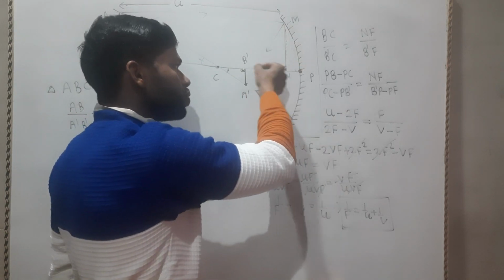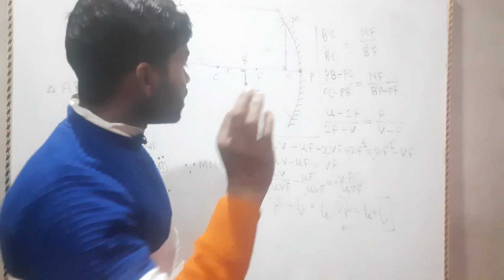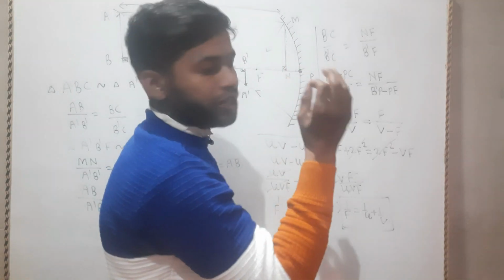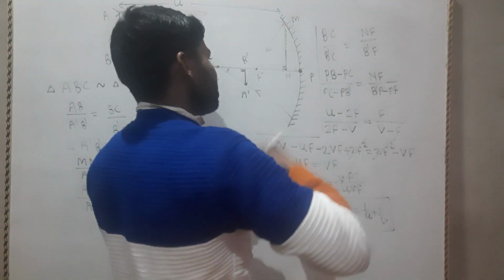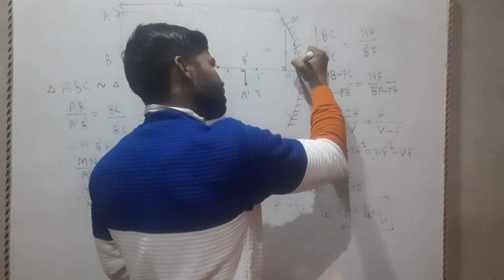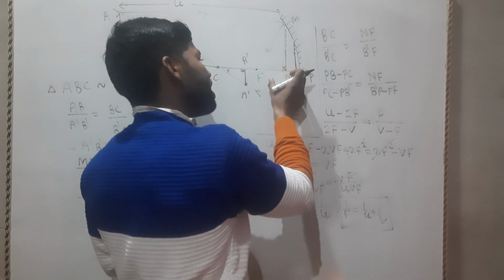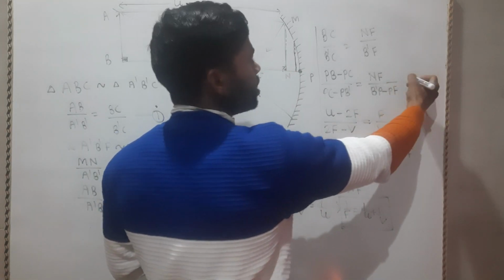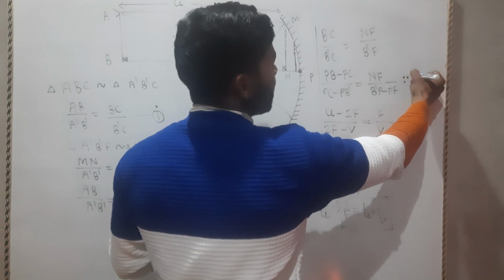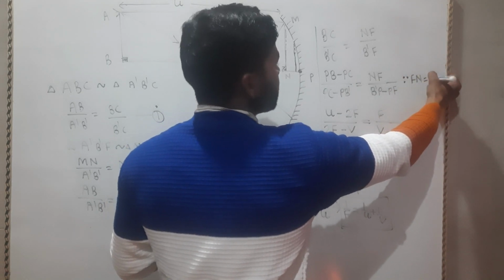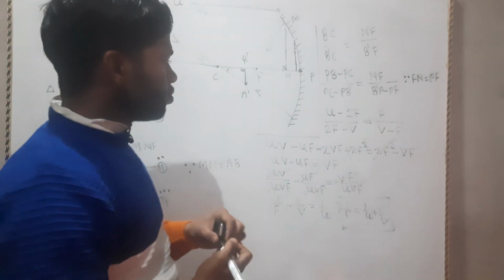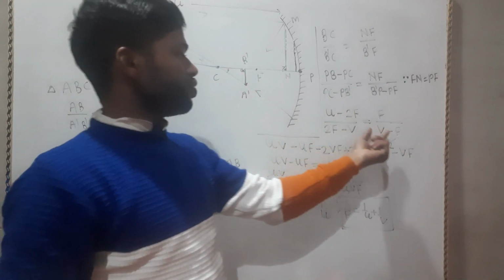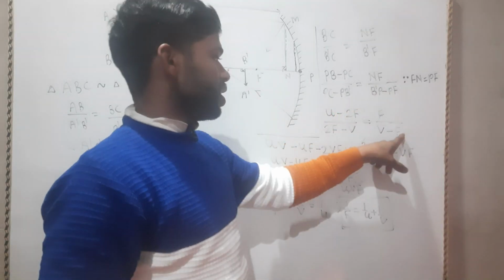Here N is the perpendicular on PF. Perpendicular means MN is very close to point P. You can consider it like this, it is very close, so you can write FN is also FP. Here you can give the reason: FN is PF, so you can write PF is F, and B dash P is V, minus PF is F.